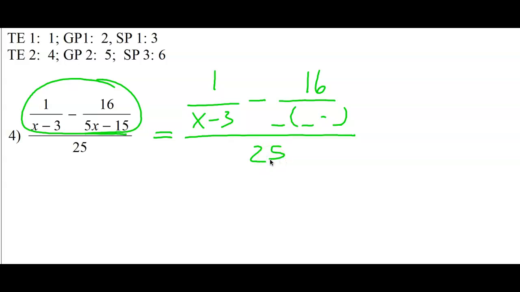Okay? So I'm going to ask Adrian Canizales, can you tell us what goes in the blanks here? First one's a 5, right? I agree. x. I agree. 3. I agree. Okay. So now that we factored it, now we can start matching them, right?